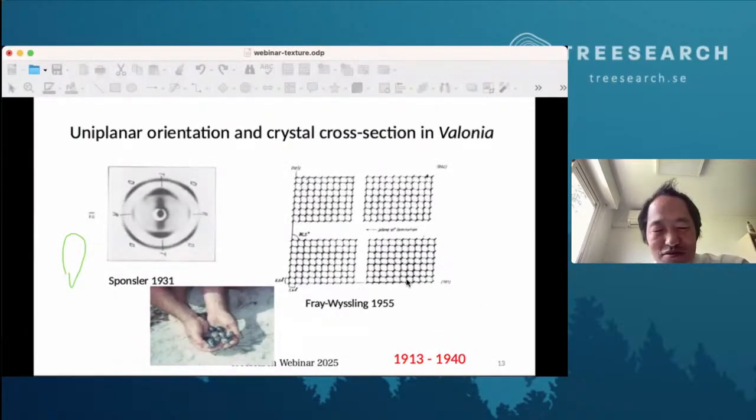There's also another very old picture which is very important in cellulose. This Sponsler published in 1931 on Valonia cell wall. Valonia is a unicellular alga, a giant alga. So here you see on the hand, each ball is one cell, and so you can handle the cell wall very easily, and you can pile up and put into the beam.